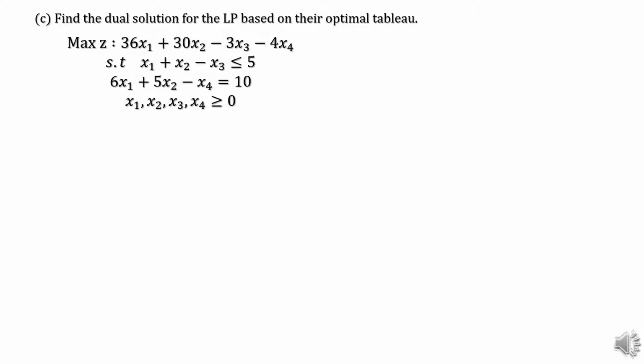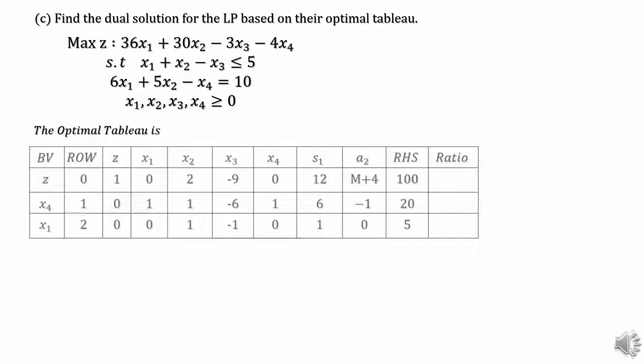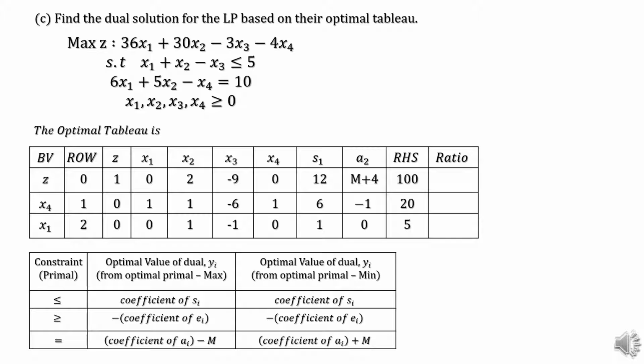We find the dual solution for each of the LP based on their optimal Tableau. As we can see the table below, is the optimal Tableau. Now, we need to find the value of W, Y1, Y2. To find the value of Y1 and Y2, we need to refer to this table. This is the maximum problem. So, for the first constraint, the sign is less than or equal to, so y_1 is equal to the value of s_1 in optimal row 0 of the primal LP, which is 12.